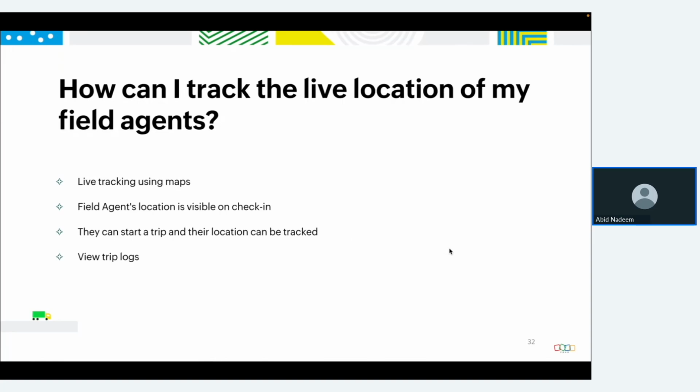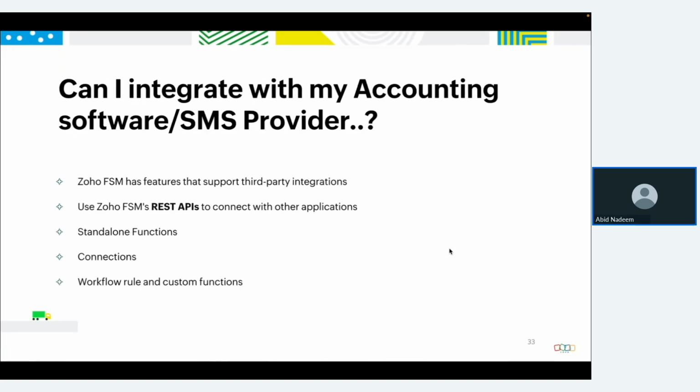How can I track the live location of my field agent? Live tracking is possible in the dispatch console map view. If the field agent clicks on the check-in button available on the home page or starts the trip, these two actions enable the location tracker and we can view the live location in the dispatch console, or else we can see the last synced location.